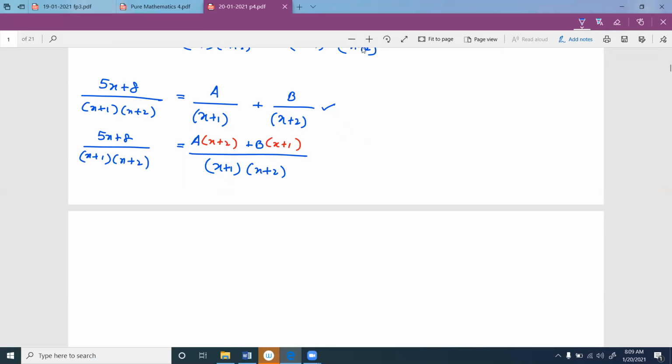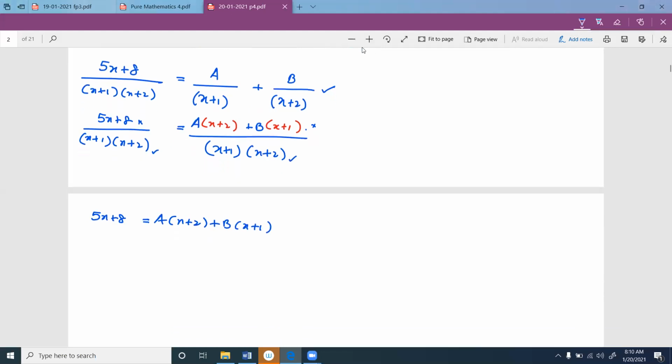Now children, you can see these denominators are similar. Therefore, you can equate these two numerators. That's the logic of doing this question. So you can say 5x plus 8 is equal to A times x plus 2 plus B times x plus 1. That's the way of doing this.